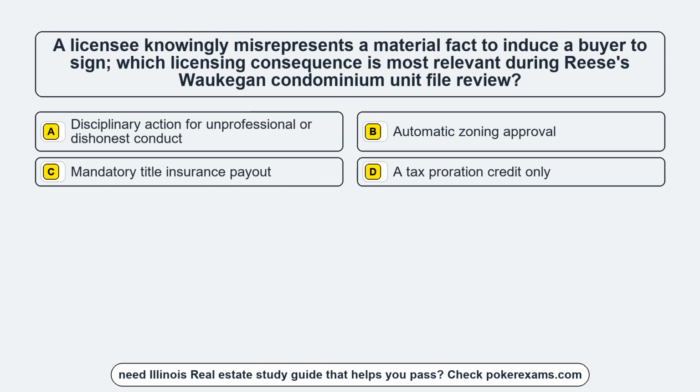Question 25. A licensee knowingly misrepresents a material fact to induce a buyer to sign. Which licensing consequence is most relevant during Reese's Waukegan condominium unit file review? Option A. Disciplinary action for unprofessional or dishonest conduct. Option B. Automatic zoning approval. Option C. A mandatory title insurance payout. Option D. A tax proration credit only.